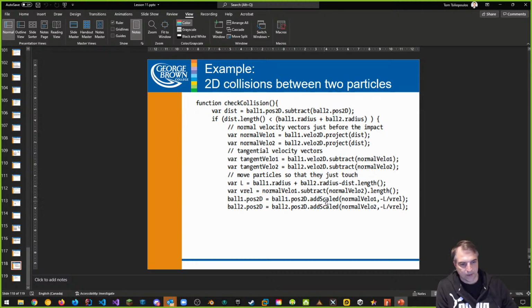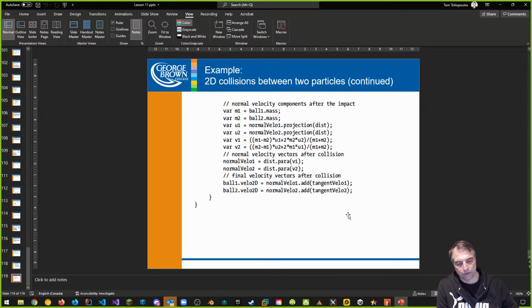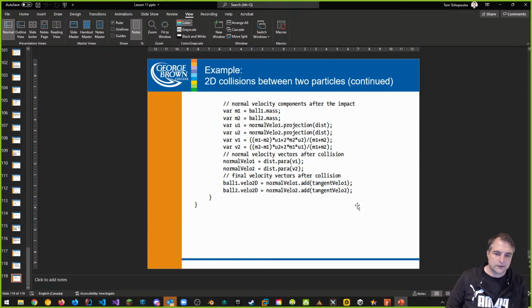Once I know the overlap, then what I want to do is subtract the amount. That's the relative velocity of both balls. And then I want to change the position of both balls based on the amount that they've moved through the wall. That's the repositioning piece. And then once I reposition, now we're going to add in the velocities based on where they touched. So these are the normal velocity components after the impact, the normal velocity vectors after the collision, and this is the final velocity vectors after the collision.